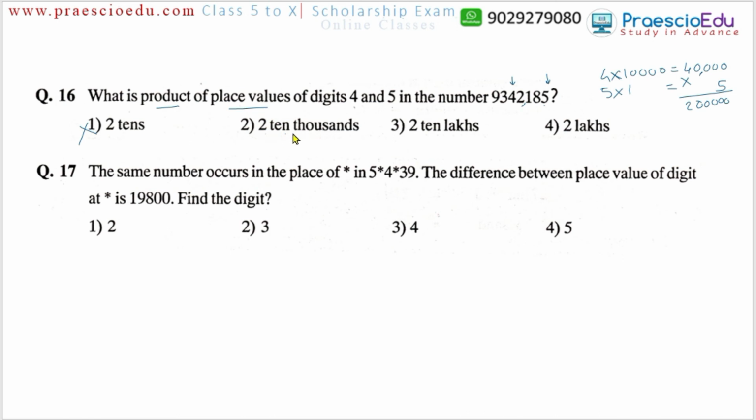Two 10,000s means 20,000. No, this is incorrect. This 2 ten lakhs, no, this is 20 lakhs, which is incorrect. And option 4 has 2 lakhs mentioned, so this is the correct one.